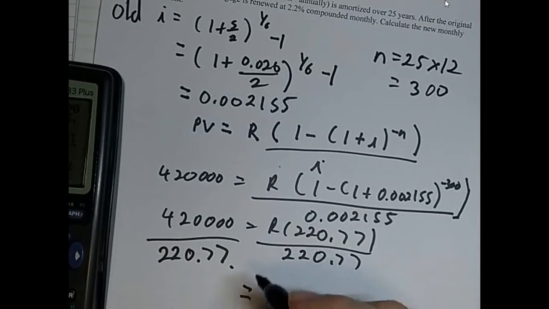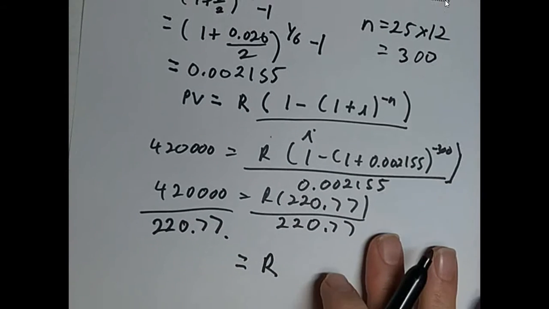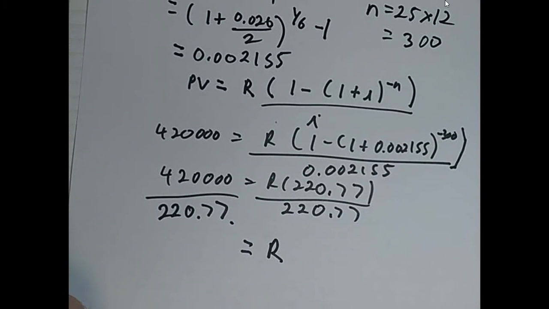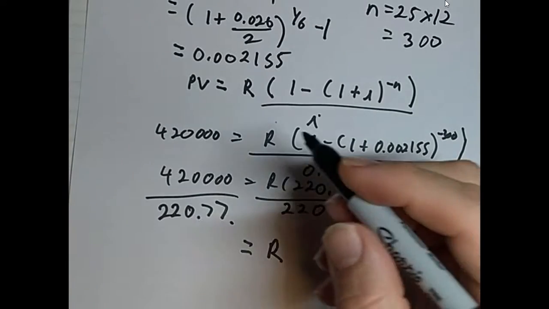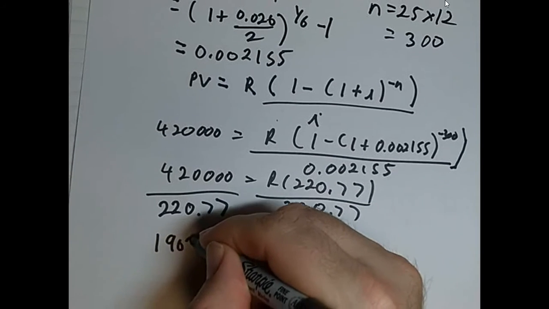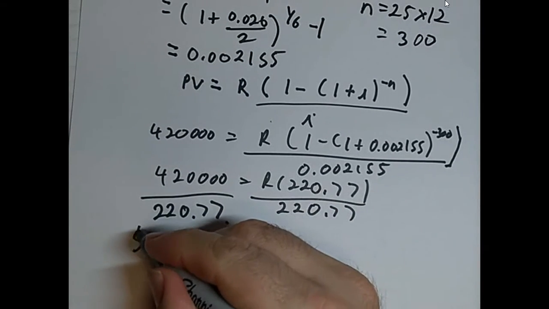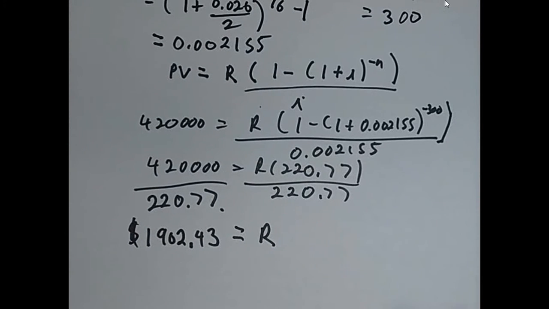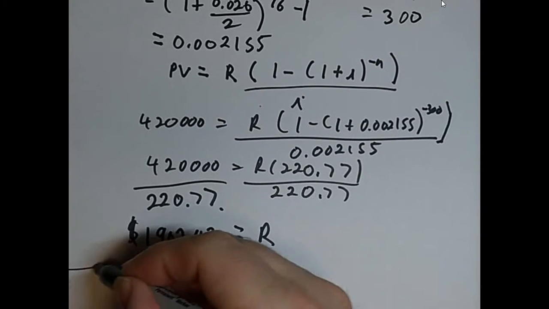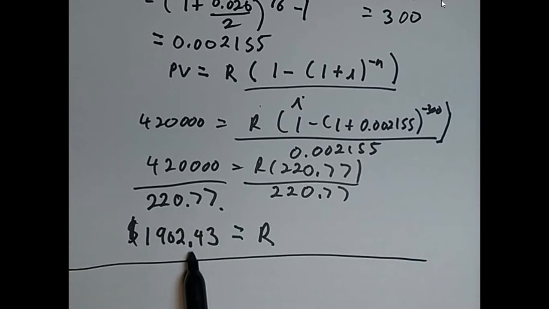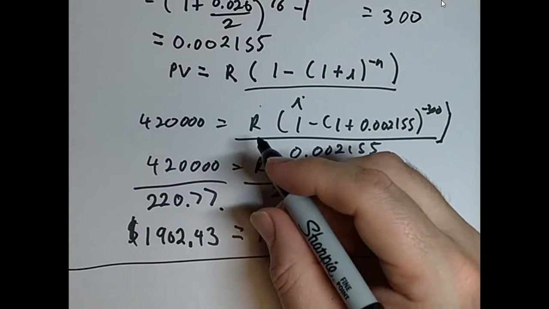So our initial payment here is 420123 divided by 220.77. So we're going to pay $1,902.43 every month. So that's all old. Everything there is old. Now we're going to draw a line. So that's our payment.